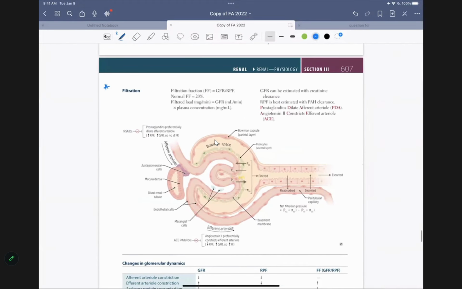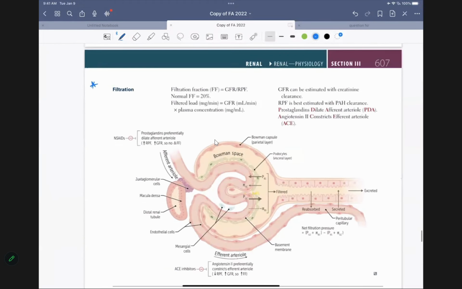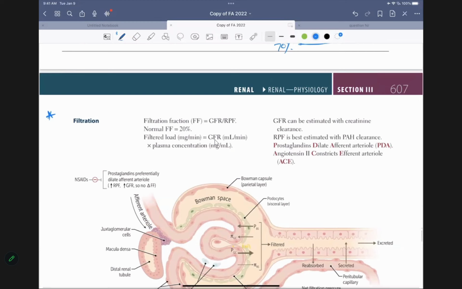Let's go here. Before we start, one more terminology we need to introduce: filtration fraction. I'll make it easier, but let's see what it is. Filtration fraction is normally about 20%. You see, it's a percentage. How do we calculate it? GFR divided by RPF. How much you are filtering divided by renal plasma flow. That's how you calculate it.